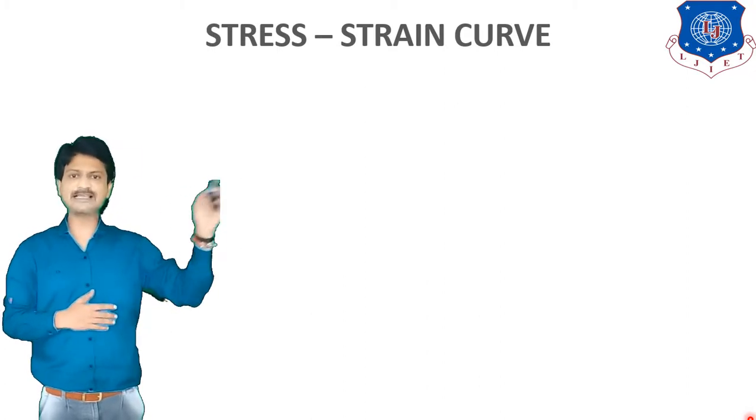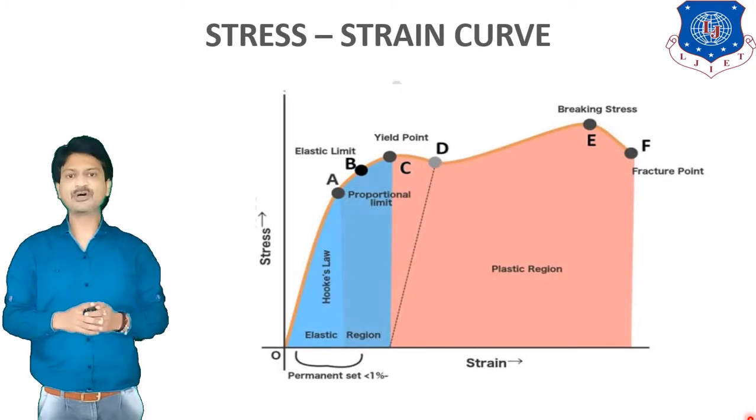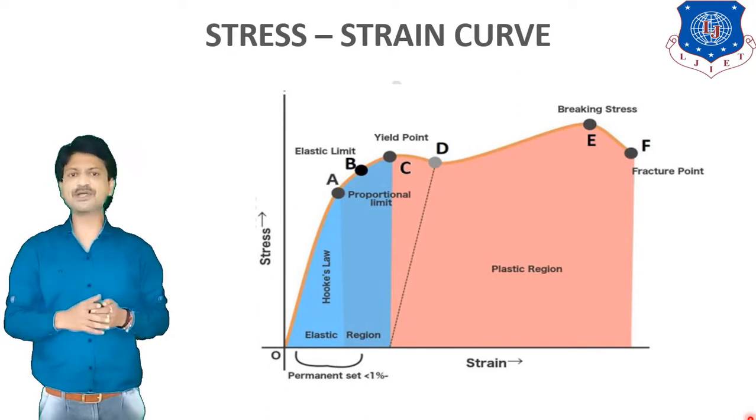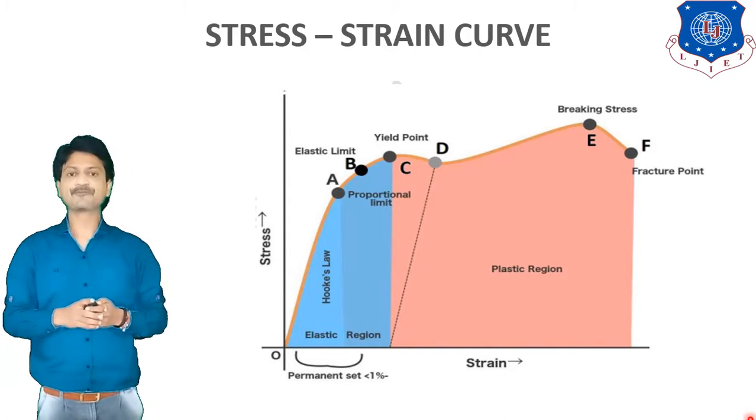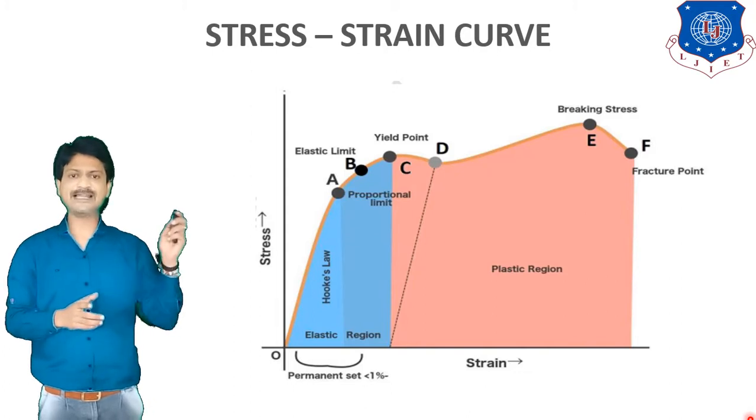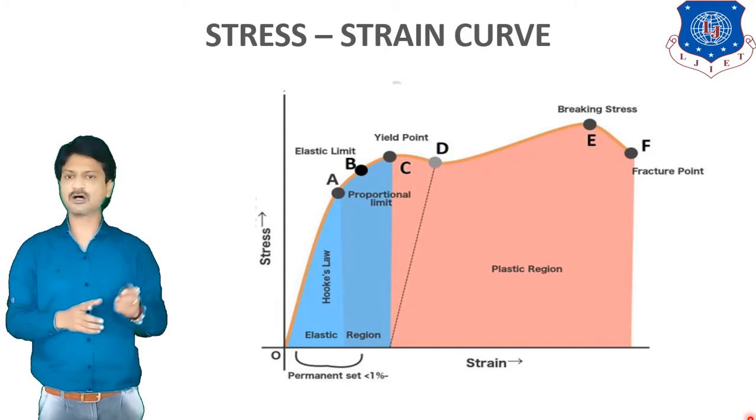As you can see in the figure, there is a graph of stress versus strain. The relationship between stress and strain is also known as the stress-strain diagram. Following are the salient points on this curve. Let's start with the first point, that is the limit of proportionality.